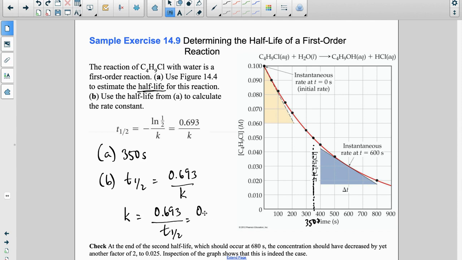So we can plug in here 0.693 and divide by 350 seconds, and we should get the rate constant for this process. And I'm getting, let's see, how many sig figs here? We should have 2, maybe. The 350 is 2 sig figs. So 2.0 times 10 to the minus 3 seconds to the minus 1. So there's our rate constant.